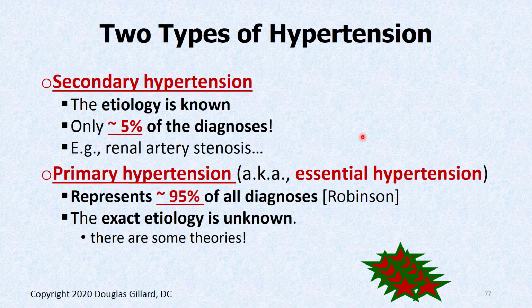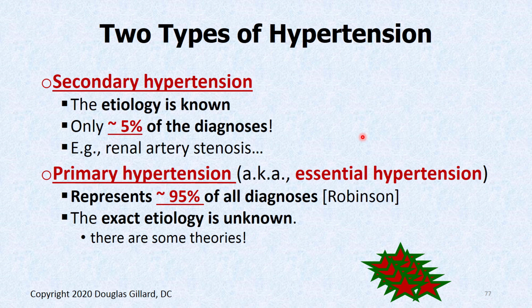Two types of hypertension: secondary hypertension. That means the etiology is known. It's only about 5% of the diagnoses, although a lot of times it's not worked up properly. You have to remember, we talked about how important it is, in GIGU, to get the ratio between renin and aldosterone to see what the story is there.